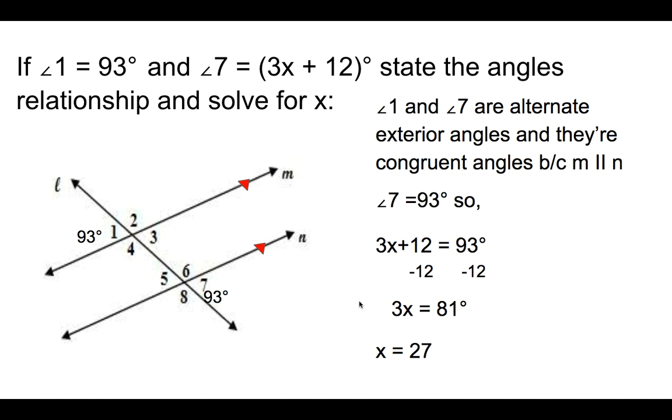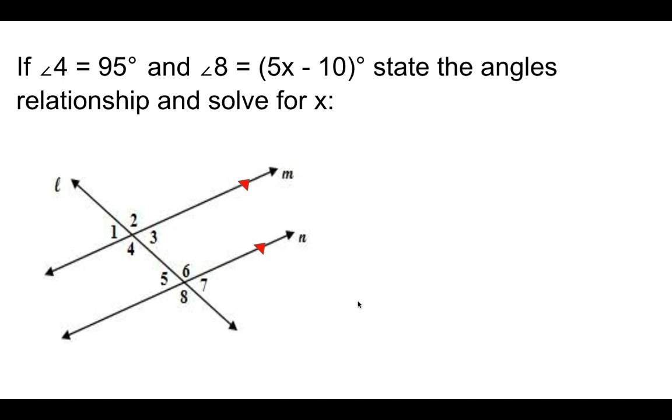Okay. Example number 2, I'm given angle 4 is equal to 95 degrees and angle 8 is equal to 5x minus 10 degrees. Again, state the angle relationship and solve for x. So if I look at angle 4 and angle 8, angle 4 is in the bottom left corner from these four angles. Angle 8 is also in the bottom left of these four angles. So they're in the same relative position.